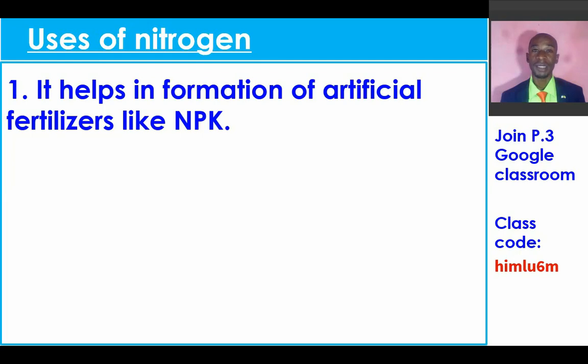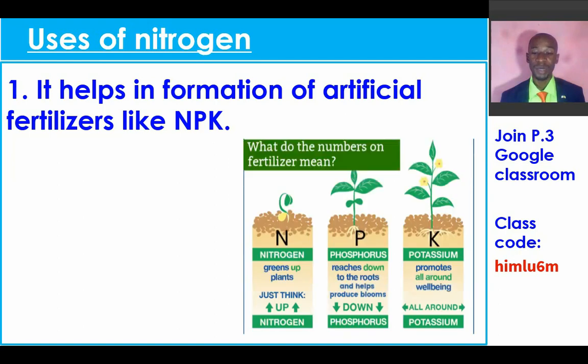We can get manure from the plant remains. When they decompose, they give us compost manure. Are we together? Then, how do we make it? There is a process which one day we shall get to learn. But today, let us focus on the artificial fertilizers like NPK.